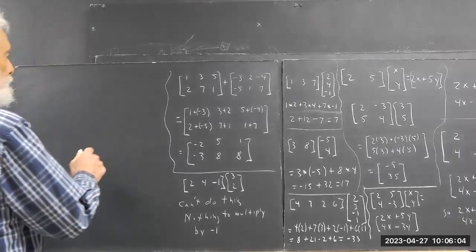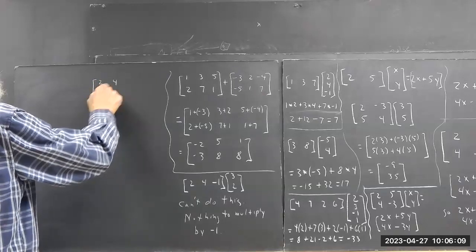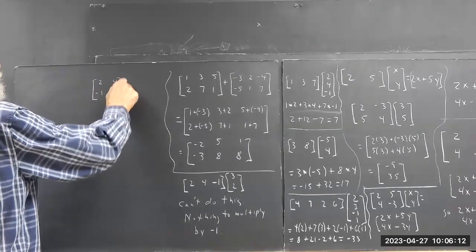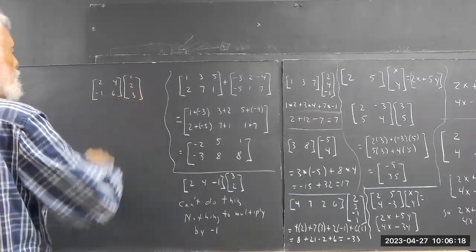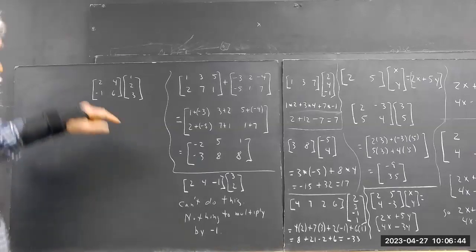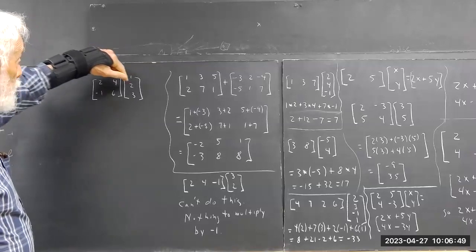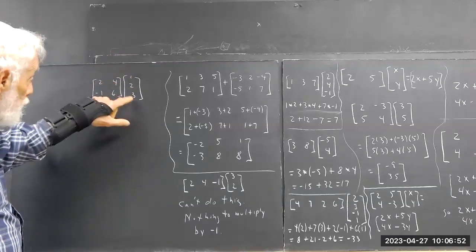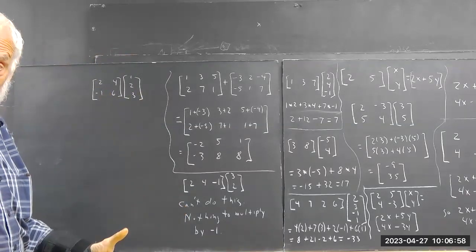Okay, what about this? Can we do this? Okay, in this case, we multiply the 2, 4 by the column. 2 times 1, that's okay. 4 times 2, that's okay. But there's nothing to multiply by this 3. If you can't match everything up, it's not defined, okay?